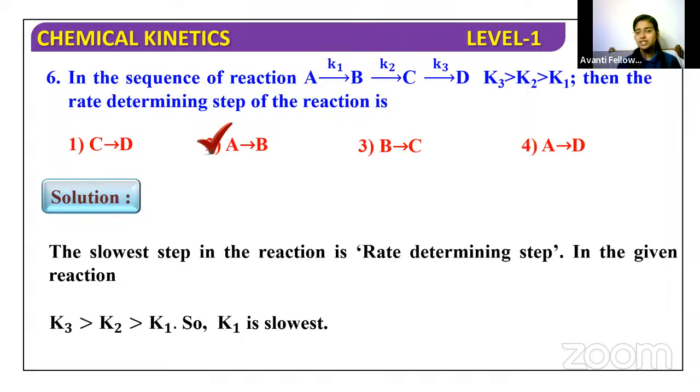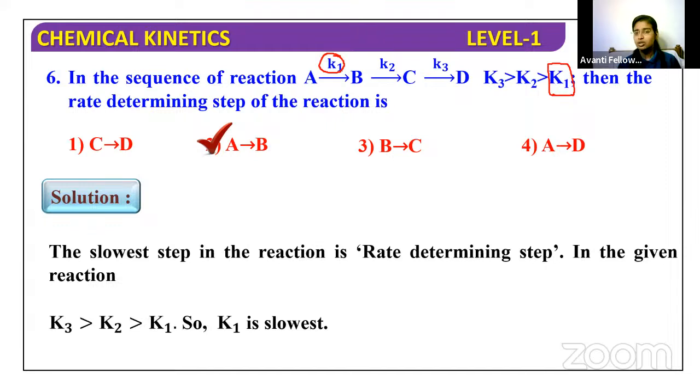The slowest step in the reaction is the rate determining step. We have already discussed the statement in the class. Now, in this given reaction, K3 is the highest value, and K1 is the least value. If something is the least, then that is the rate determining step. Since K1 has the very least value, that is the slowest step. So A to B is the rate determining step among these three steps of this reaction.